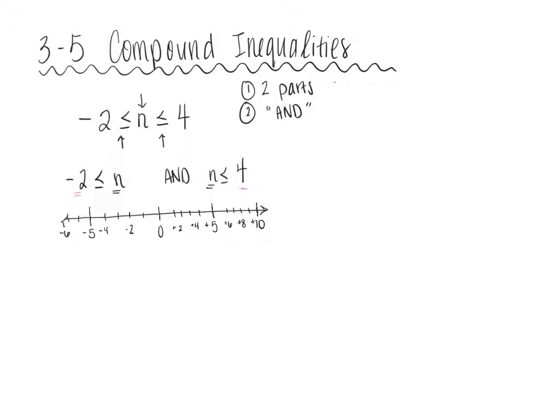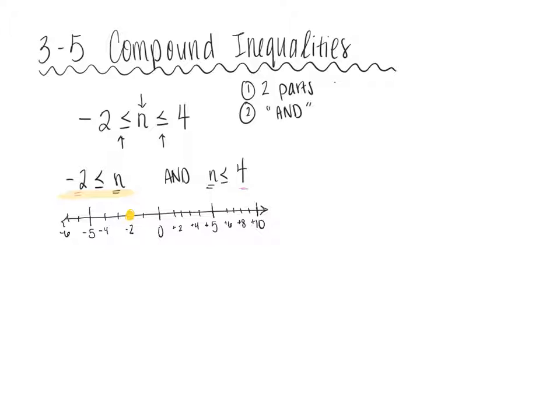I first am going to take my yellow highlighter and I'm going to look here at this side of my equation. I'm going to find -2 is less than or equal to n. And because it could be equal to, it's a closed circle. So let's draw that in.